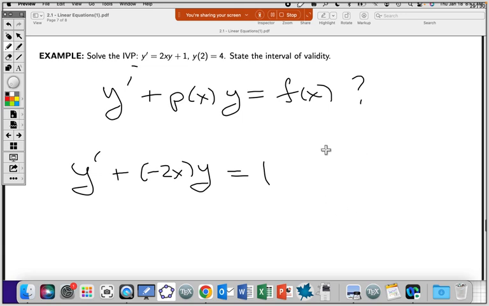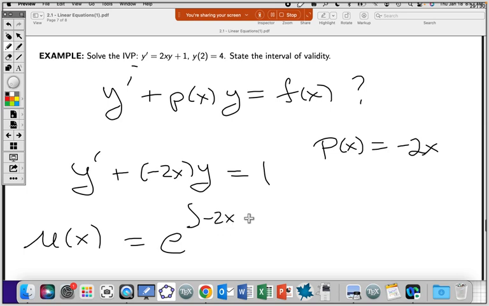Okay. And so the p of x here is minus 2x. So the integrating factor is e to the integral of minus 2x dx, and we suppress the constant. Okay? And so once again, it's an integrating factor. Factor means you multiply. So we're going to multiply the differential equation by this. It's called an integrating factor because it's going to turn the left-hand side into an exact differential. So here we go.